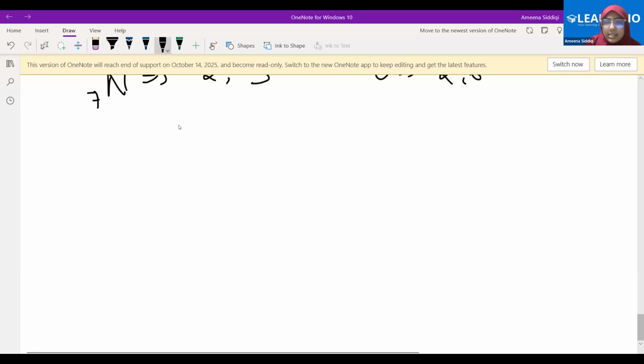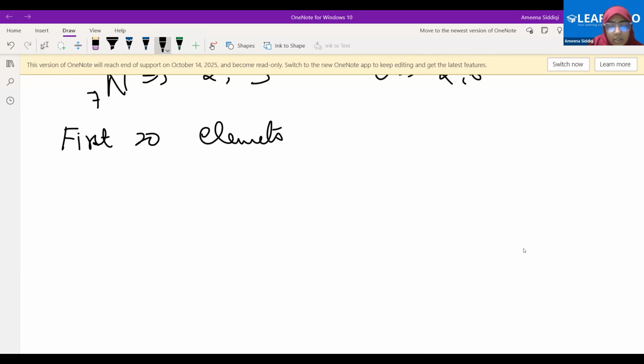So the first 20 elements, I'm writing all the elements here. You will tell me the electronic configuration very quickly. And please know that the elements are arranged in the periodic table on the basis of their atomic number, in the order of their atomic number. So the first 20 elements will have their atomic numbers as 1, 2, 3, 4, 5, 6. The first element is hydrogen.